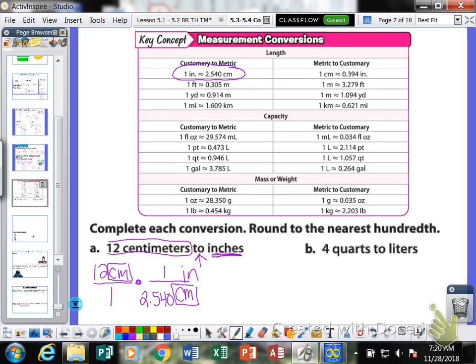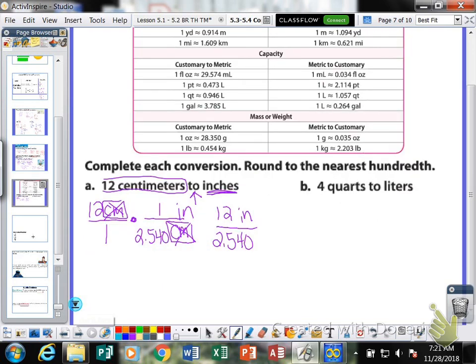And then I multiply, get rid of the centimeters first, multiply across the top, 12 inches over 2.540. And no, I don't have anything labeled on the bottom because we got rid of it. So then all we have to do is divide, and we get about 4.72 inches as our final answer.